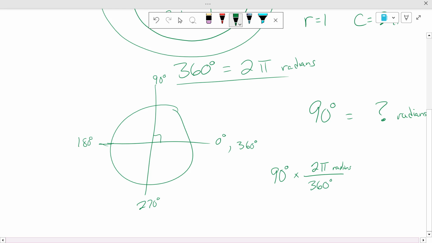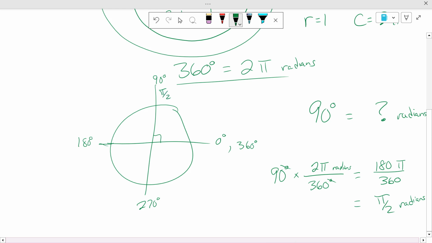What does that do? Well, back in physical science, you did it this way. It's called your unit conversions, where degrees cancel with degrees, your labels cancel. 90 times 2 is 180. 180 divided by 360, because you get 180 pi over 360. And 180 over 360 is pi over 2. So at 90 degrees, it's the same as pi over 2 radians.